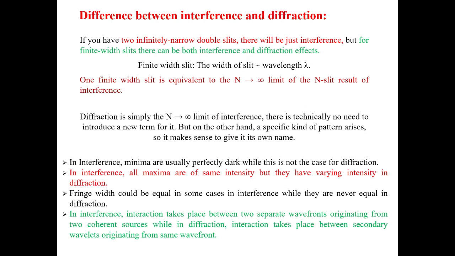There are a few more differences. In interference, minima are usually perfectly dark, while this is not the case for diffraction. In interference, all maxima are of the same intensity, but they may have different intensity in diffraction. Fringe width could be equal in some cases in interference, while they are never equal in diffraction. In interference, interaction takes place between two separate wavefronts originating from two different, coherent sources, while in diffraction, interaction takes place between secondary wavelets originating from the same wavefront.